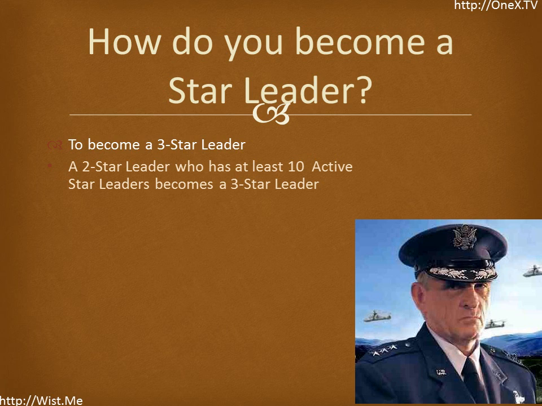Again, remember, you must have at least 5 active star leaders. If you have less than 5, because one is not active, you will not receive the leader bonus. You must have 5 active star leaders. If not, you will not receive the leader bonus in that second leg.